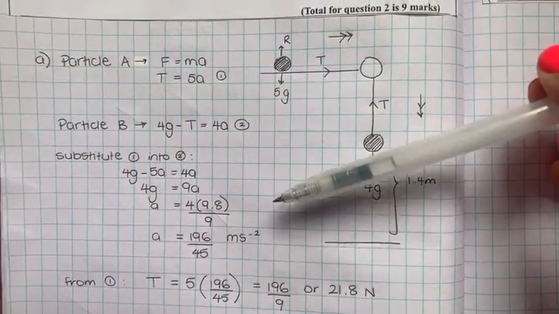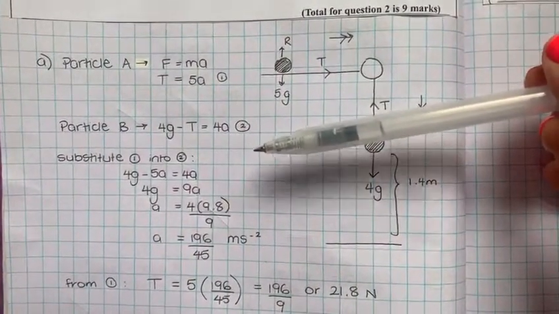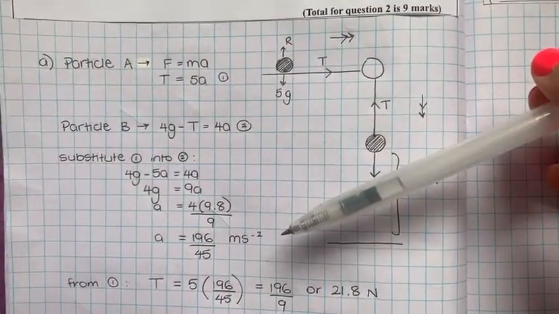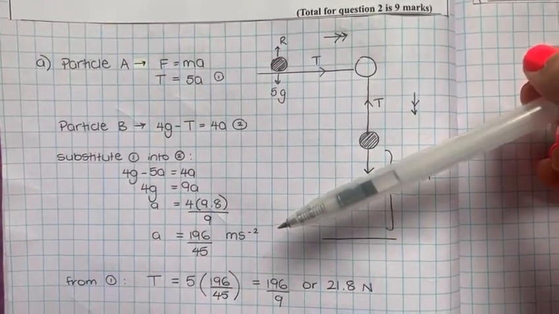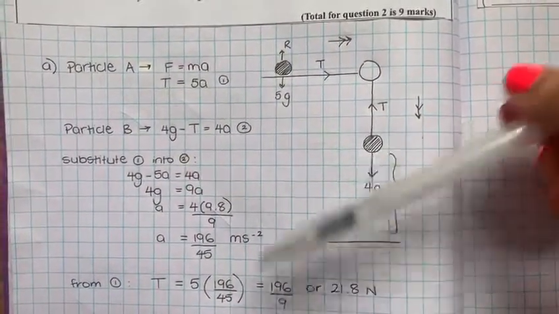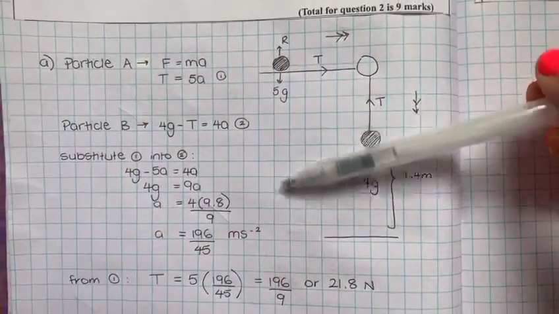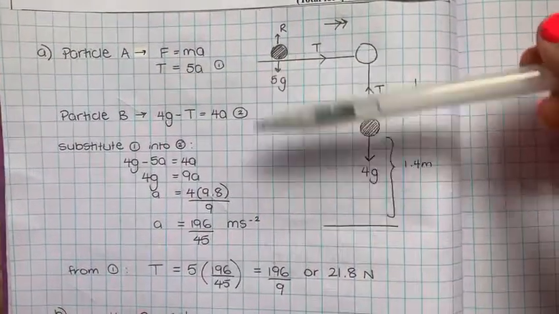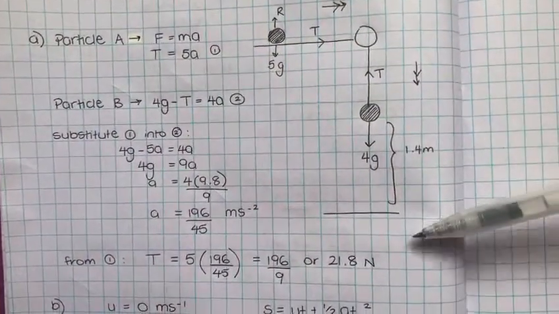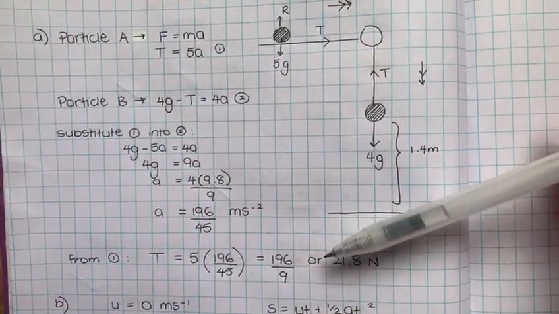Now, for this particular question, I probably shouldn't have done it this way, because when I substituted 1 into 2, I ended up finding my acceleration, not my tension, which is what they're asking for. It's not the end of the world, because I will need that value of a later on in part B. I just left it as that, and once I had solved for a, I went ahead and substituted that back into equation 1 to solve for T, which is approximately 21.8 newtons, or 196 over 9 newtons.